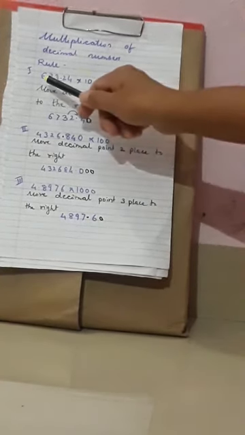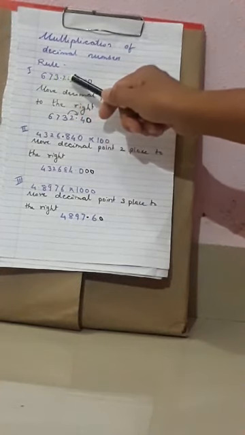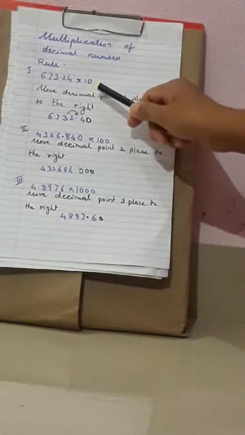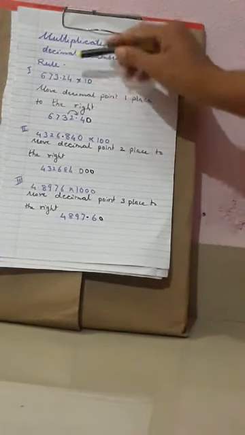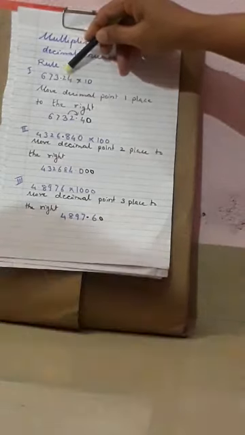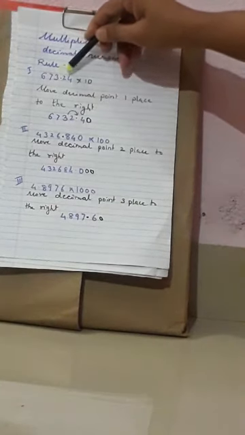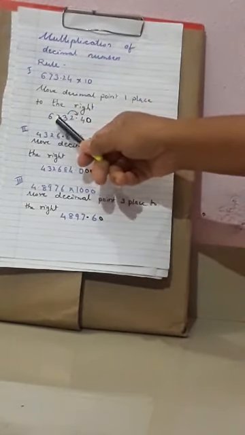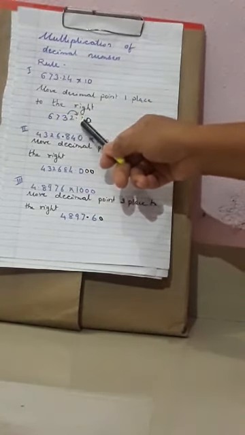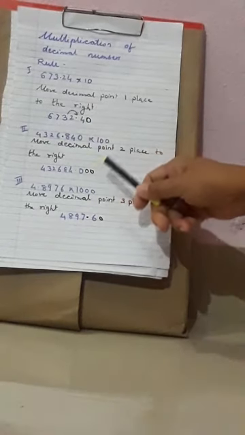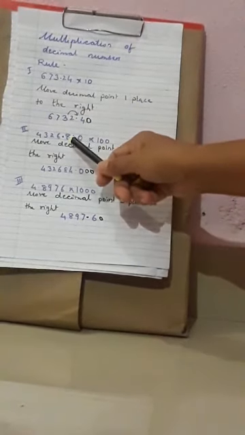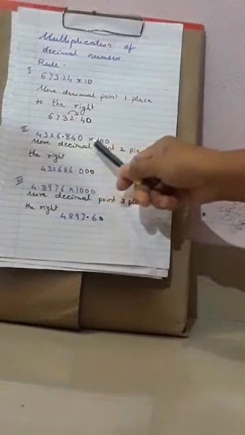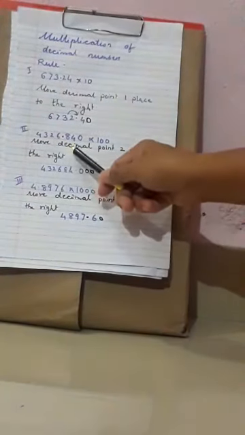Now for example, 673.24 is multiplied by 10. So what will you do? You will move the decimal point, which is before 2. It will be shifted to after 2. So here is the number: 6732.40 is the answer. If a decimal number is multiplied by 100, move the decimal point 2 places to the right. This is the rule.